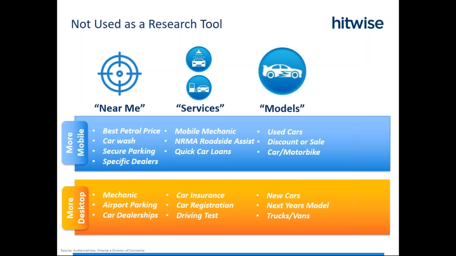When you look at models, used cars, as I said, are more likely to be searched for on your mobile, a discount or a sale, and interestingly enough, mobile skewed slightly towards those looking to buy a car or a motorbike. However, when you look at desktop, they were more likely to be looking for new cars. They were looking at next year's models. So the 2017 model came up really high in a lot of the searches, and they're also looking at trucks and vans, more likely on desktop.